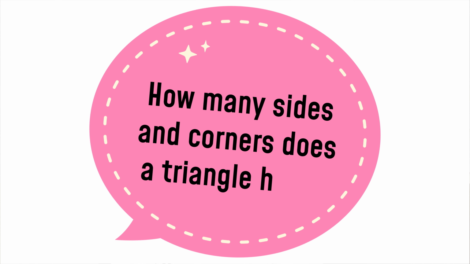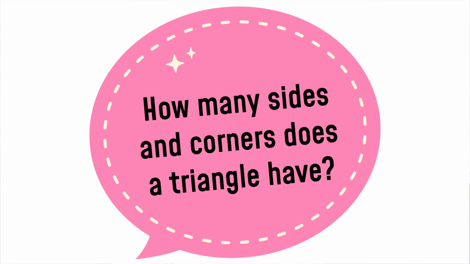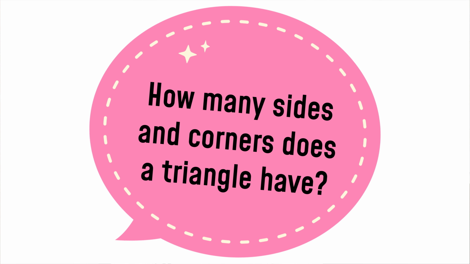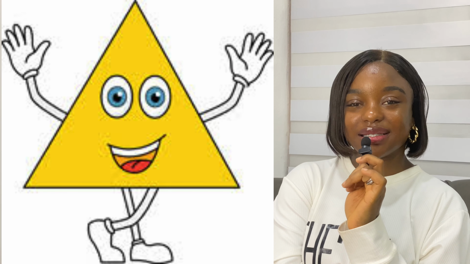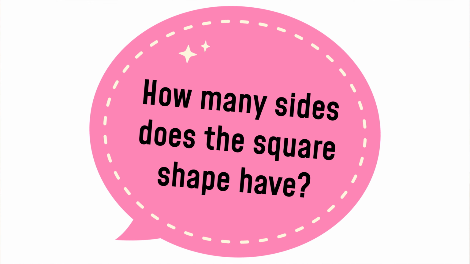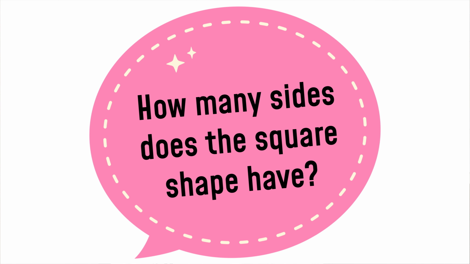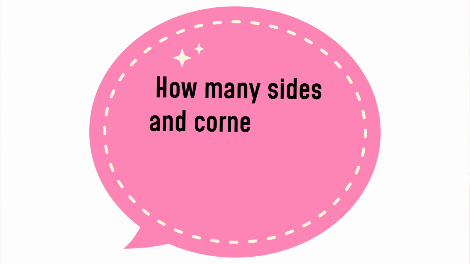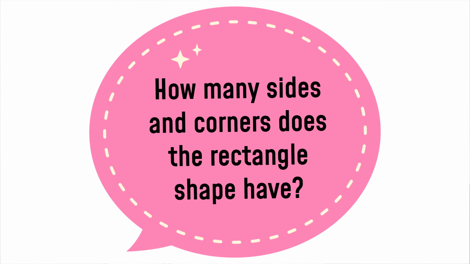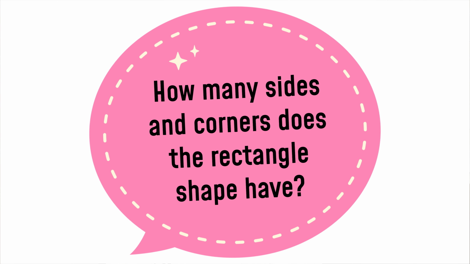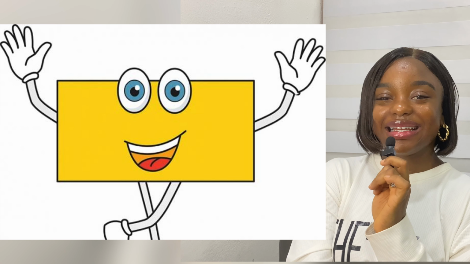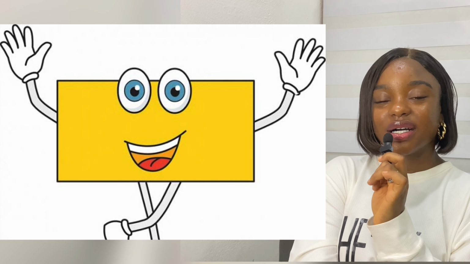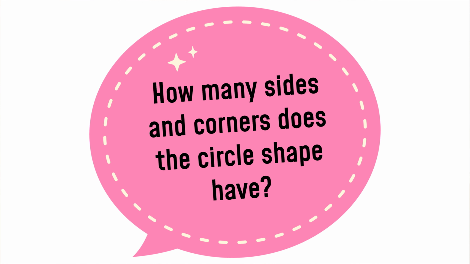How many sides and how many corners does the triangle have? Great job! It has three sides and three corners. How many sides does the square shape have? Amazing! It has four sides and four corners. How many sides and how many corners does the rectangle shape have? Amazing! It has four sides and four corners. How many sides and corners does the circle shape have?